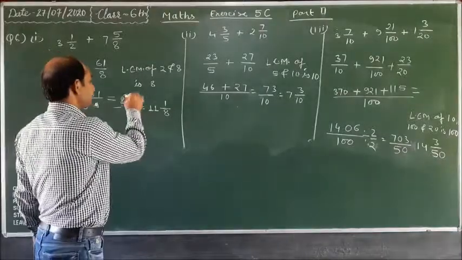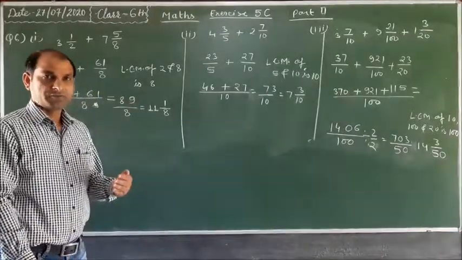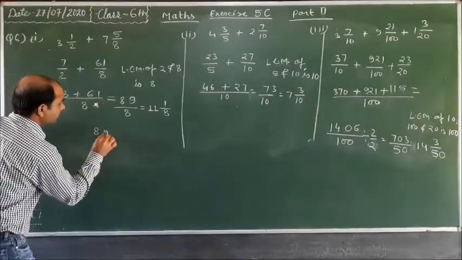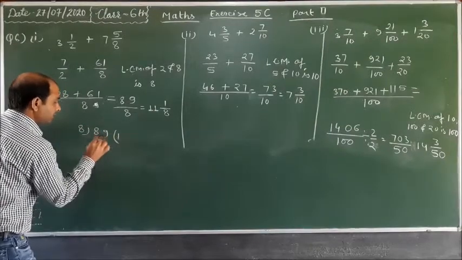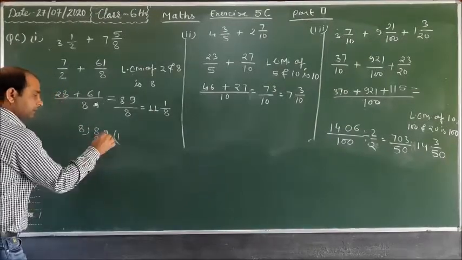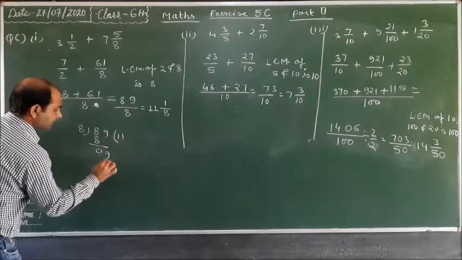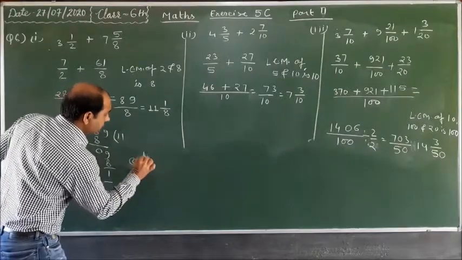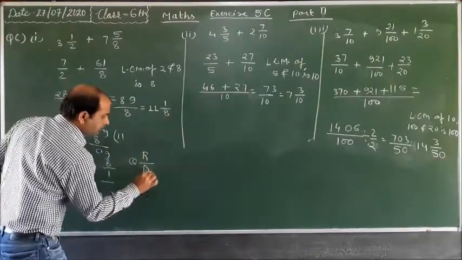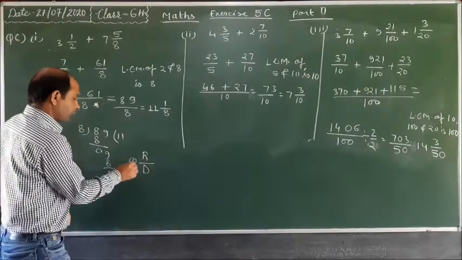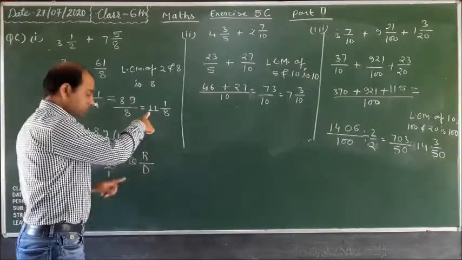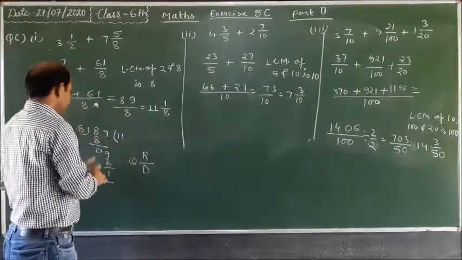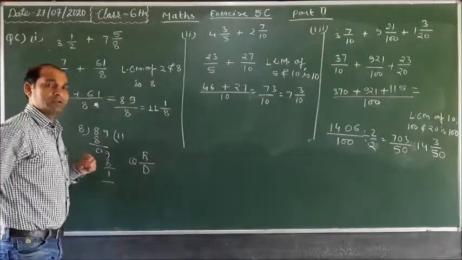So we change it into the mixed fraction. How do we change into the mixed fraction? 89 divided by 8. 8 ones are 8, 0, and 9 comes down here. 8 ones are 8, equals 1. So dear children, first we write the quotient, then the remainder, and then the divisor. Quotient is 11, so we write 11 in this place. Remainder is 1, upon divisor 8, so 1 upon 8.